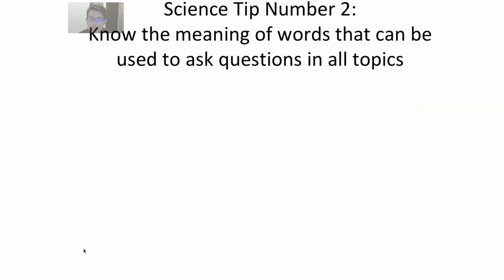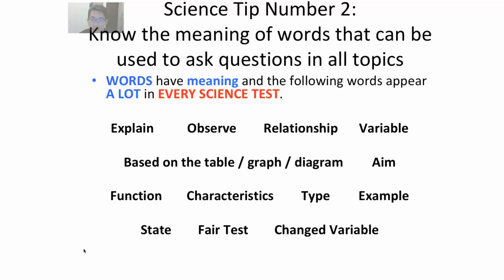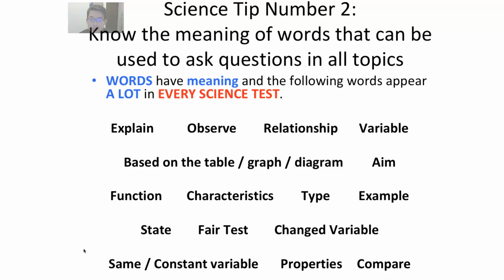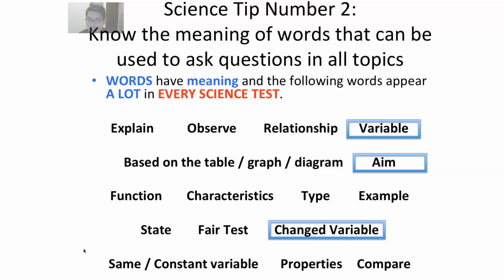The second tip now, which I have always mentioned, is about knowing the meaning of words. In this particular video, we're going to cover just a few of these words. We're going to talk about words such as variable. We're going to talk about aim of an experiment. We're going to talk about changed variable.